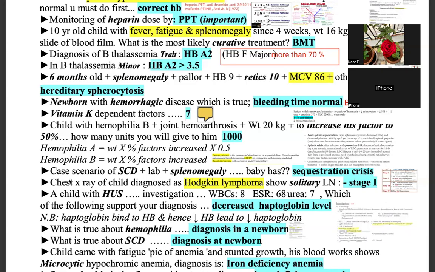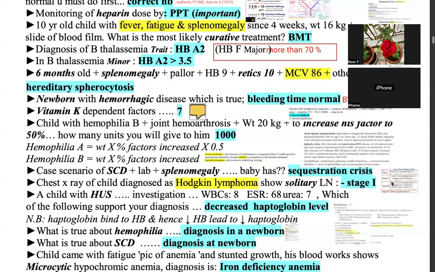Same thing he has given. Case scenario of sickle, this is sequestration crisis. A chest X-ray of a child diagnosed with Hodgkin's lymphoma shows a solitary lymph node. Again, it is stage 1. Child with hemolytic uremic syndrome, investigations WBC 8, ESR 68, urea 7. Which of the following supports your diagnosis? Again, decreased haptoglobin. He also has given that haptoglobin binds to HB, hence reduced HB will lead to reduced haptoglobin.